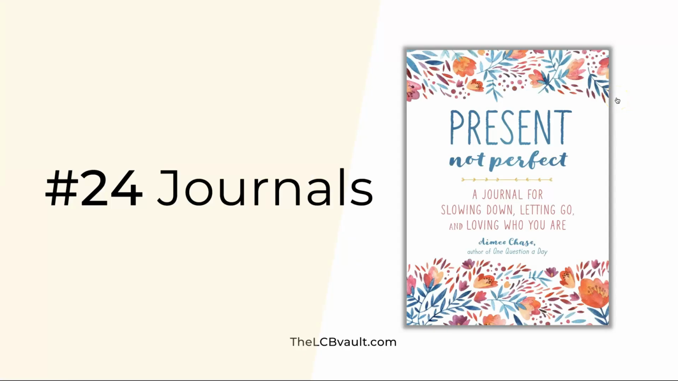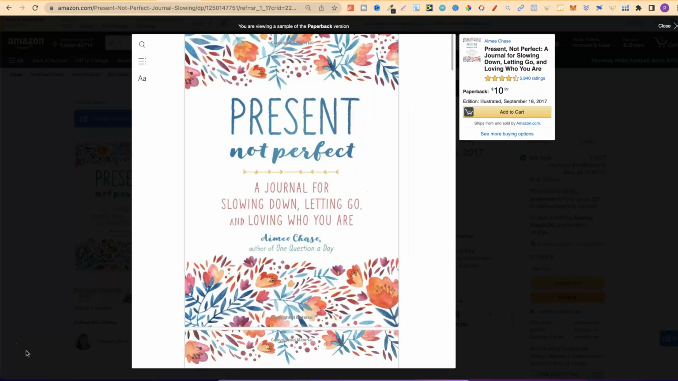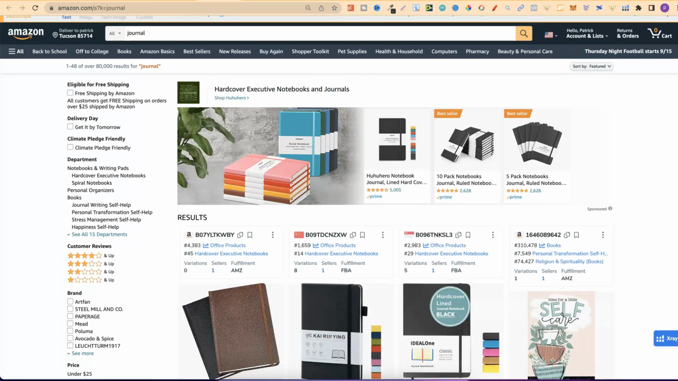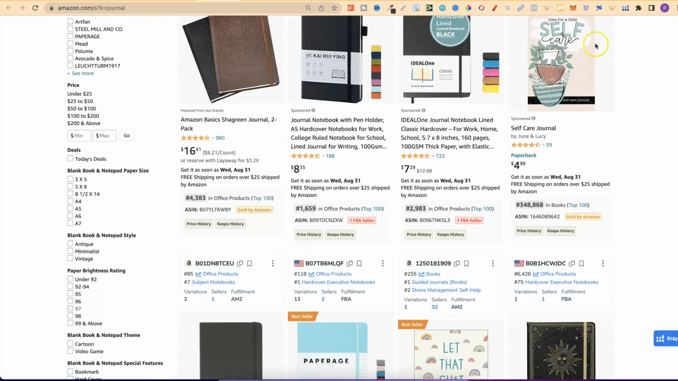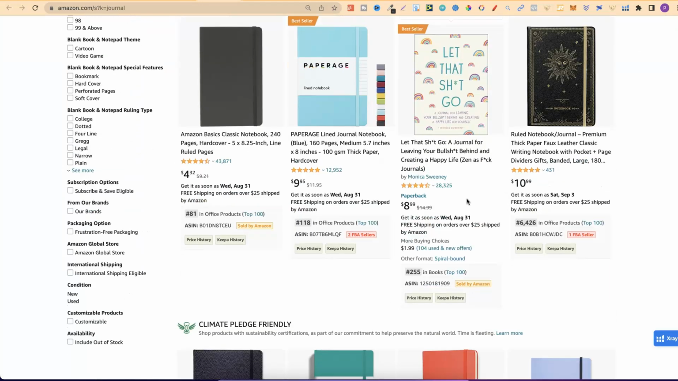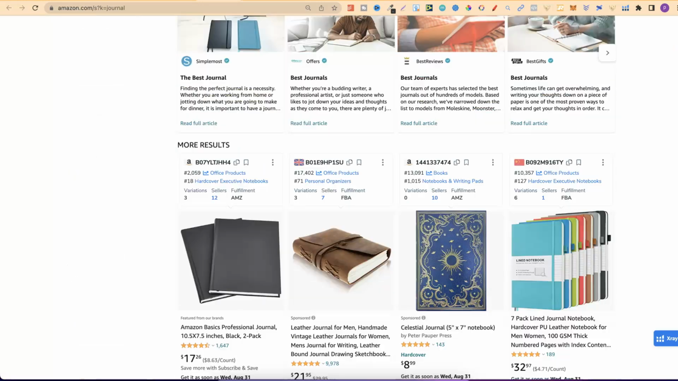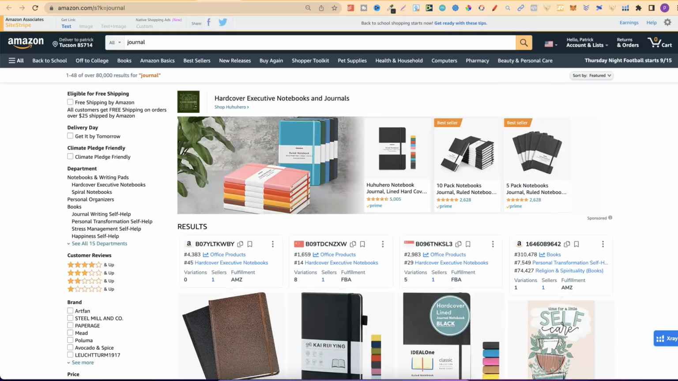Book number 24, and that's journals. Now, when it comes to journals, you can create them for absolutely everything. This one is a journal for slowing down, letting go, and loving who you are. If we come over to here and just type in journal, we can see there's a self-care journal, a journal about creating a happy life. There's so many different types of journals that you can create on KDP.